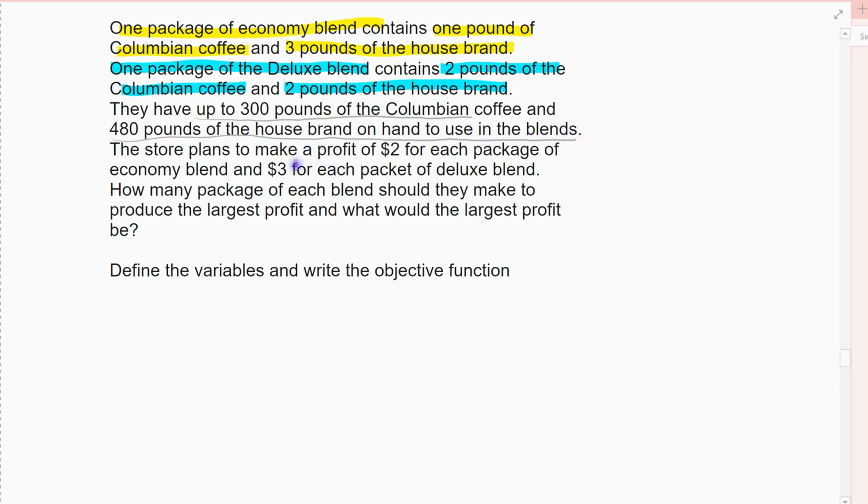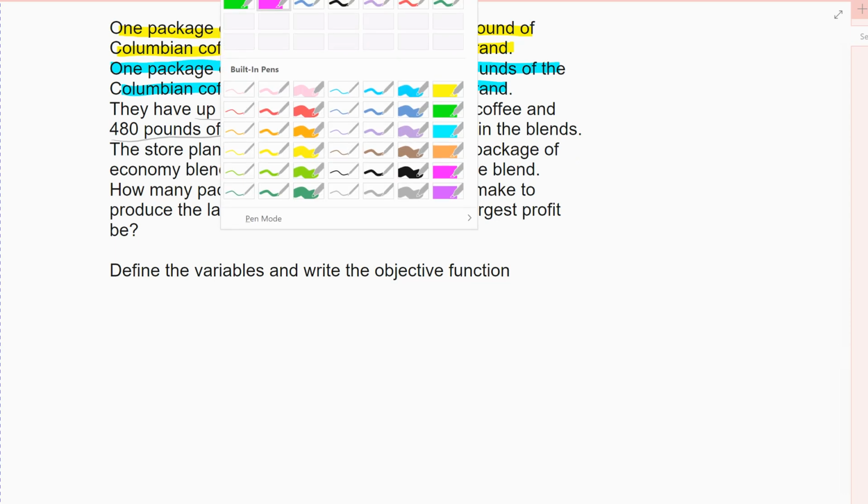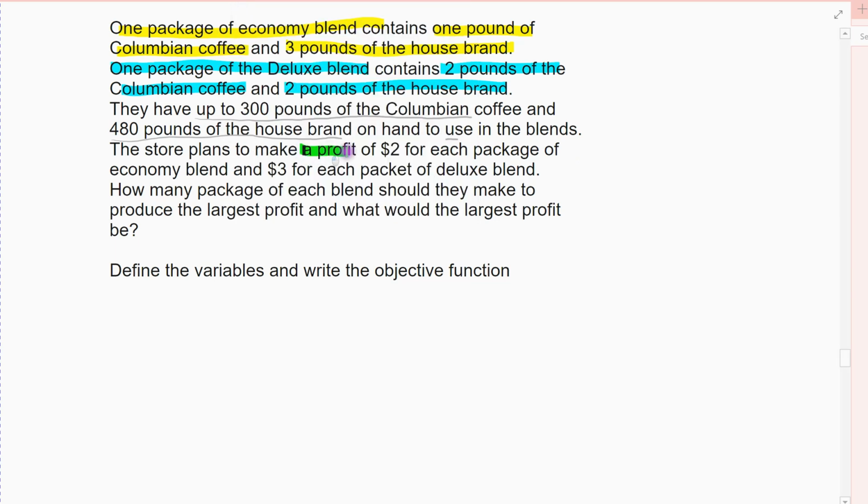And the store plans to make a profit of $2 for each packet of economy, $3 for each packet of deluxe. So for every sale they marked it up to cover their cost. For each packet of economy, they make $2 in profit. For each packet of deluxe, they make $3 in profit, because they marked up the deluxe a little higher. That's why they call it deluxe. How many packages of each should they make in order to get the largest profits?